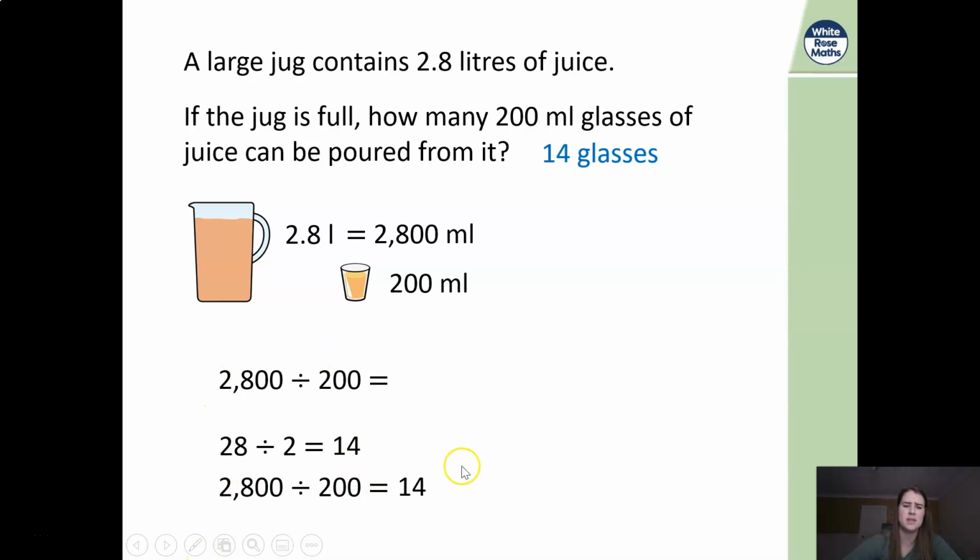Okay, what I don't want to see is anyone then doing bus stop method. Okay, we know the cheat way there, if we knock the zeros off, we're looking at 28 divided by 2. It's going to give us the same answer.